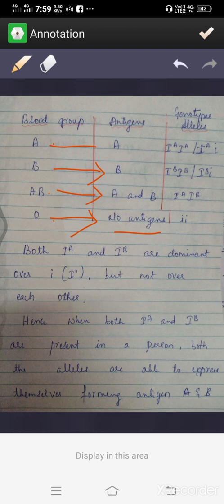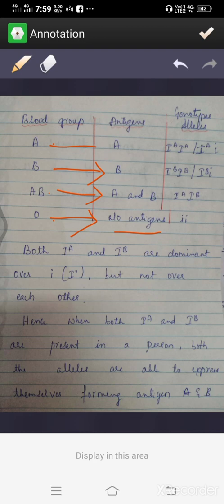That is, the person having blood group A has antigen A on the surface of its RBC, and the person having blood group B has antigen B, and the person with blood group AB has both antigens A and B, and the person with blood group O doesn't have antigens in it.